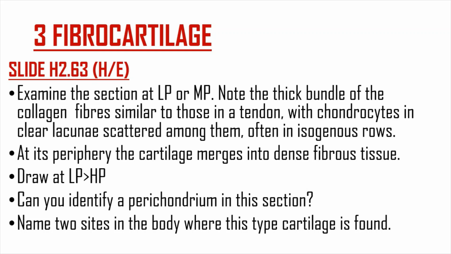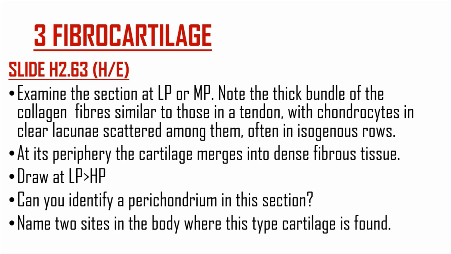Fibrocartilage, we said in our introduction, is cartilage that is made up of hyaline cartilage and dense regular connective tissue. Hyaline cartilage does not have a perichondrium. So let's look at slide H2.63. Examine the section at low power or medium power.